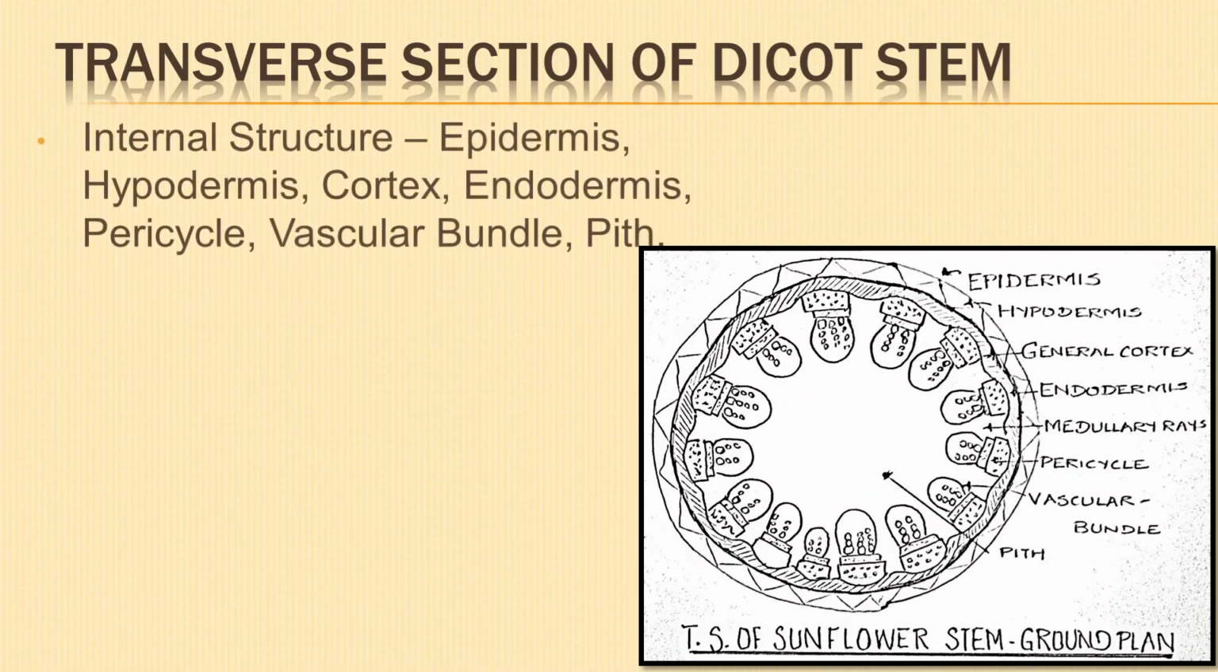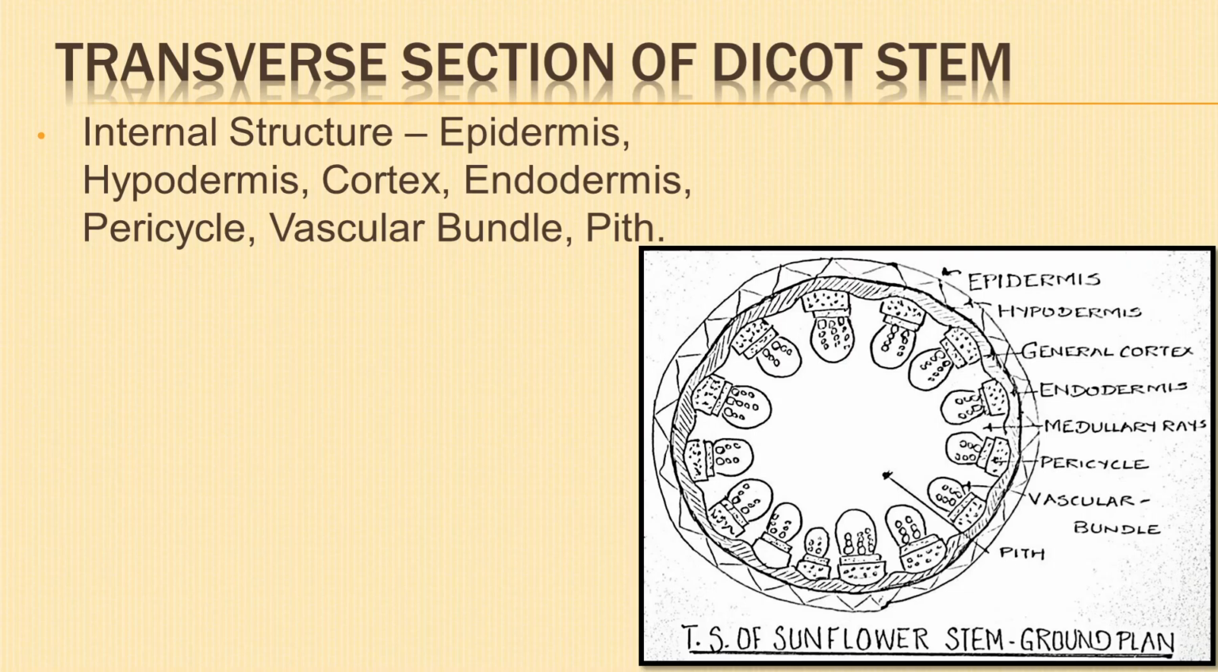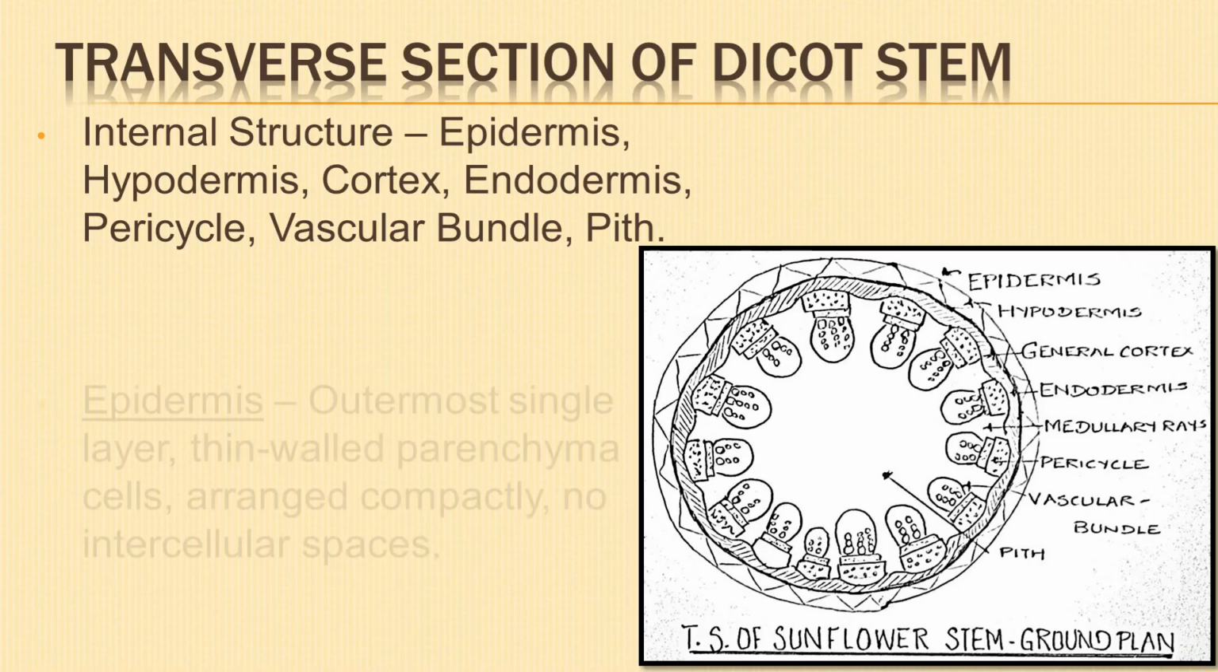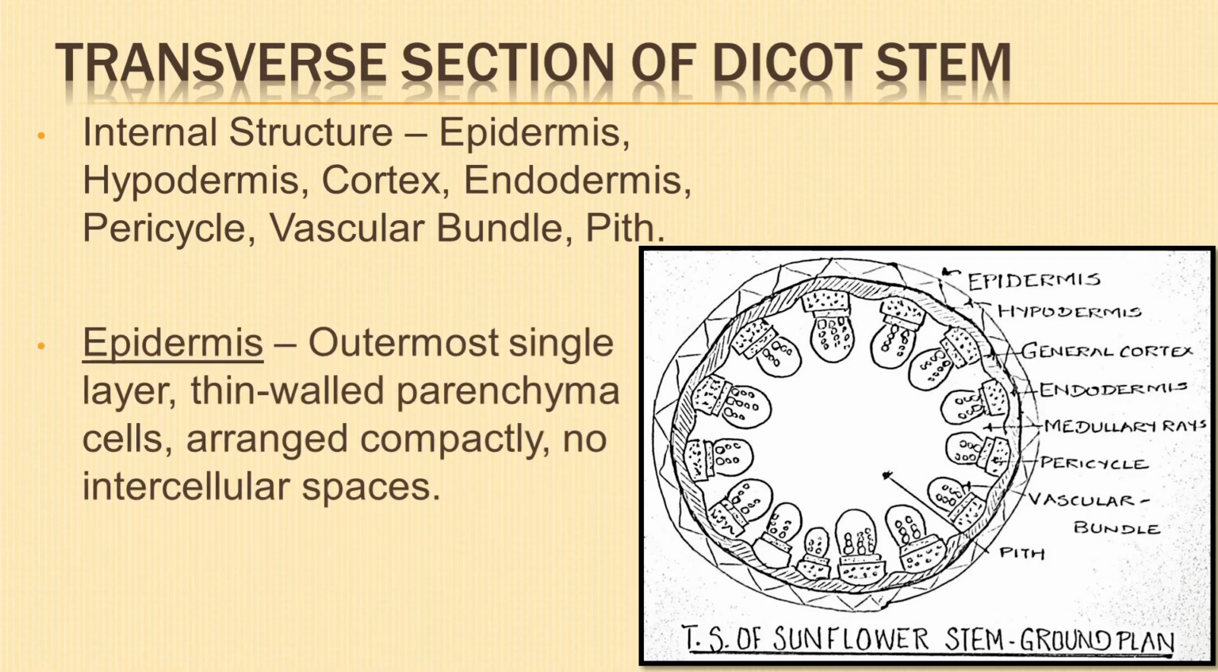The internal structure of a dicot stem, example stem of sunflower, mainly consists of epidermis, hypodermis, cortex, endodermis, pericycle, vascular bundle, and pith. Epidermis. It is the outermost layer consisting of a single layer of cells. The cells are thin-walled, flattened parenchymatous cells arranged compactly without any intercellular spaces.